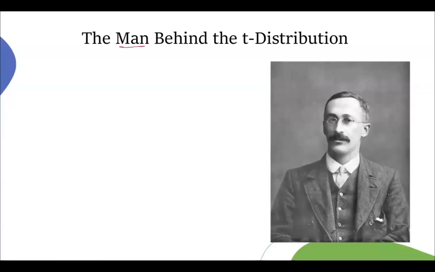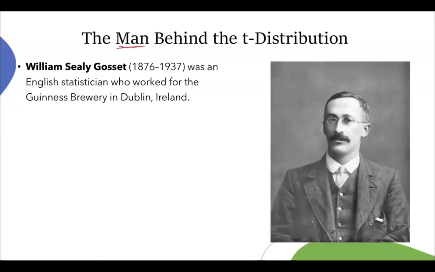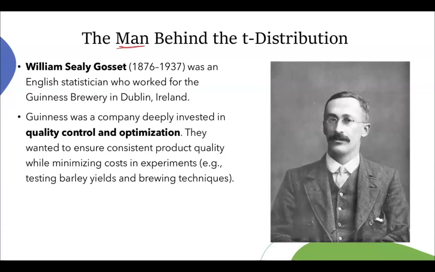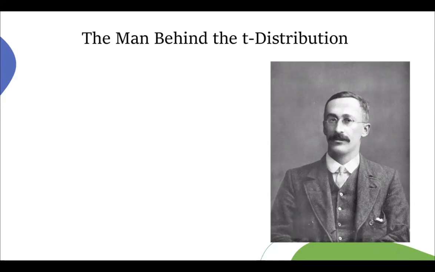The man behind the t-distribution is a statistician named William Sealy Gosset. He was an English statistician who worked for the Guinness Brewery in Dublin, Ireland. Guinness was a company deeply invested in quality control and optimization. They wanted to ensure consistent product quality while minimizing costs in experiments, for example, testing barley yields and brewing techniques. The problem is that they only had small samples to work with.